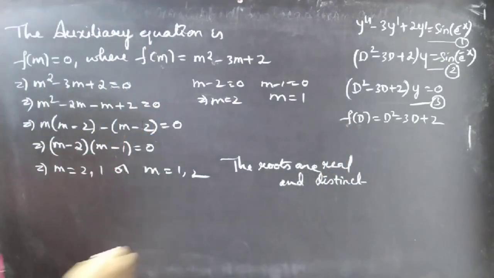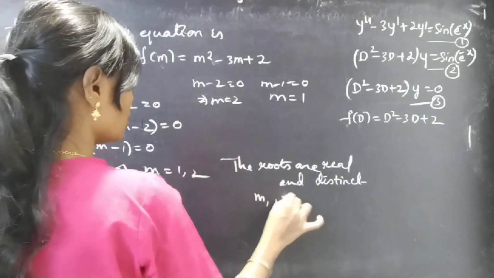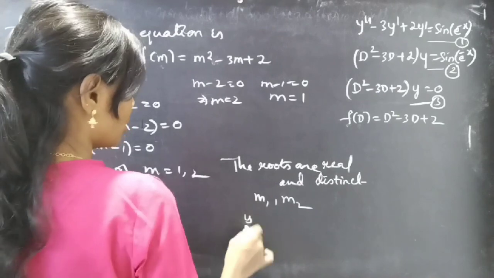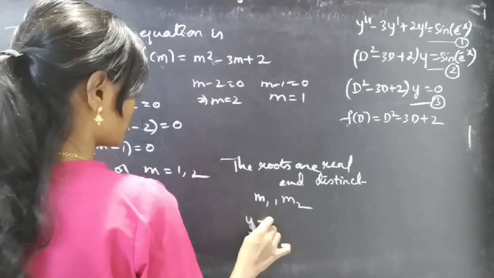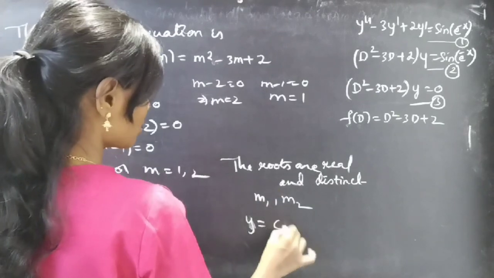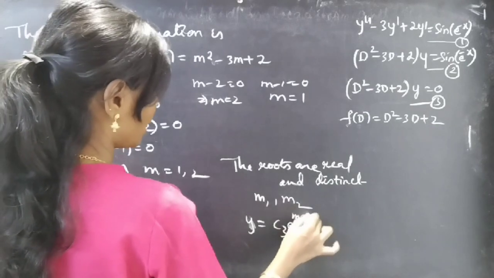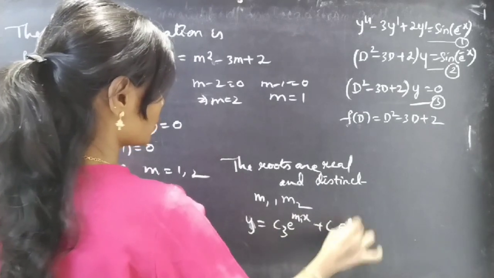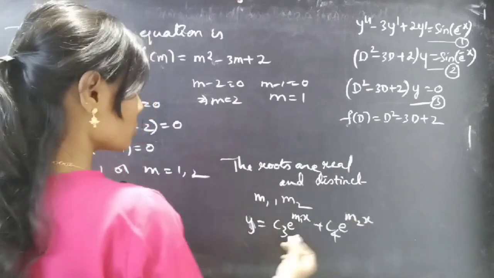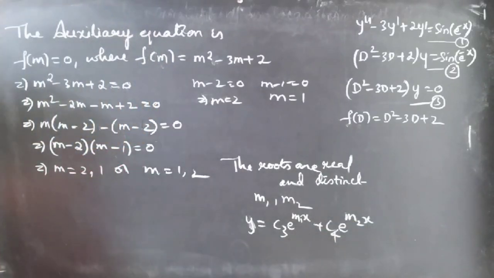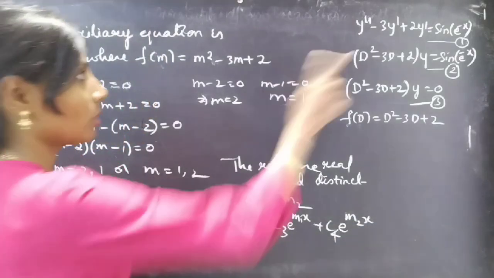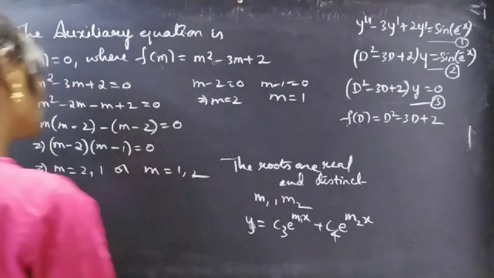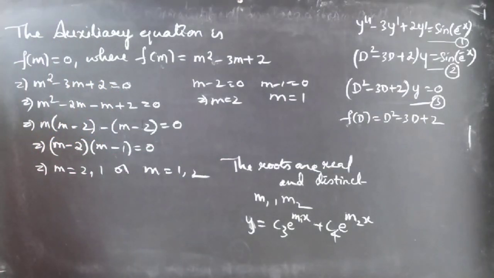We know that when two roots, say m1 and m2, are real and distinct, then the solution of the homogeneous equation looks like one constant into e power one root into x plus another constant into e power another root into x. Here I am taking C3, C4 instead of C1 and C2 because I want C1 and C2 to appear in the final general solution of the given differential equation. Let's now write the solution of our homogeneous equation.